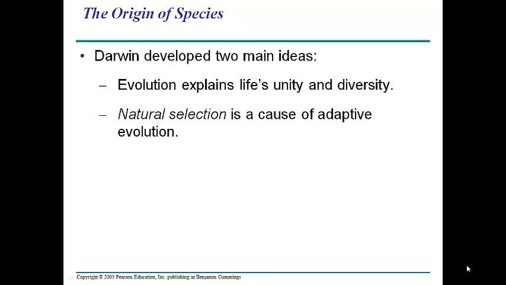And then they came up with this idea of how evolution actually happens, and that's called natural selection. So natural selection is the cause for this adaptive evolution that they were seeing.